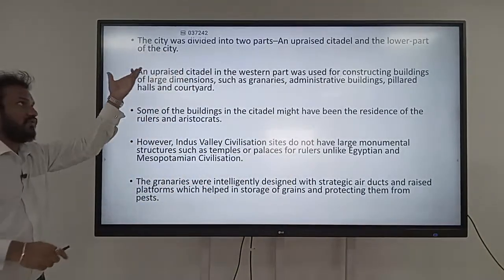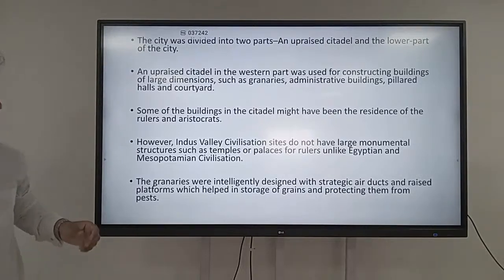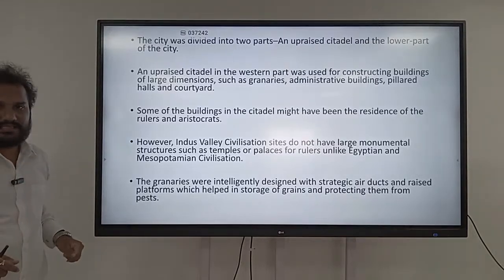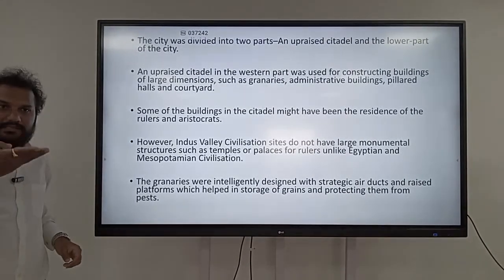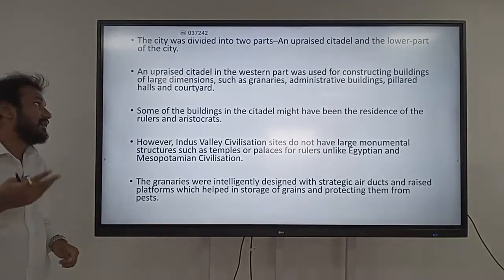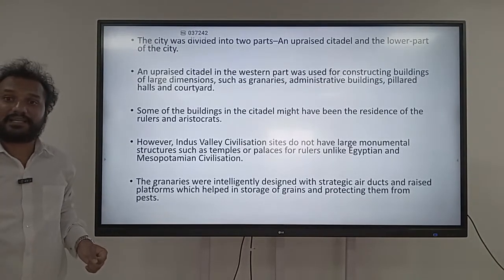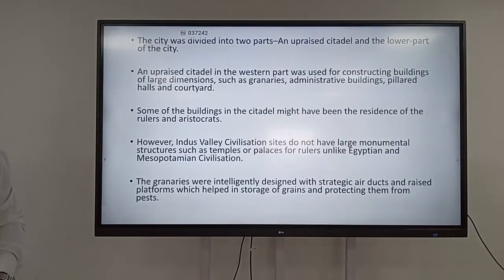As I mentioned earlier, the whole city was divided into two parts, that is the upper citadel and the lower part of the city. Mostly the upper part is on the western side and the lower part is on the eastern side. In the western part, the higher elevation, they have the administrative buildings, granaries, halls and courtyards. In short, public and administrative buildings are found on the western side, which is at higher elevation, and on the lower eastern side we can find the dwelling houses, that means houses where people lived.